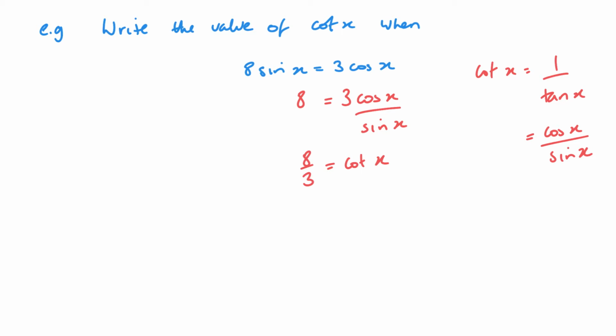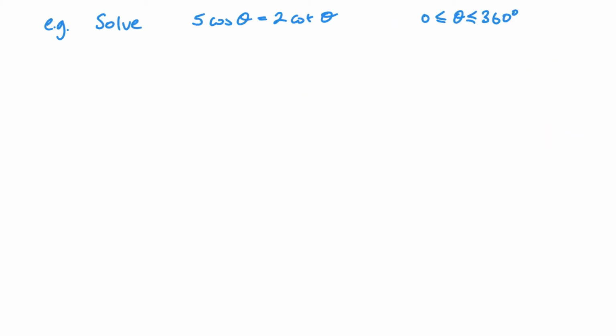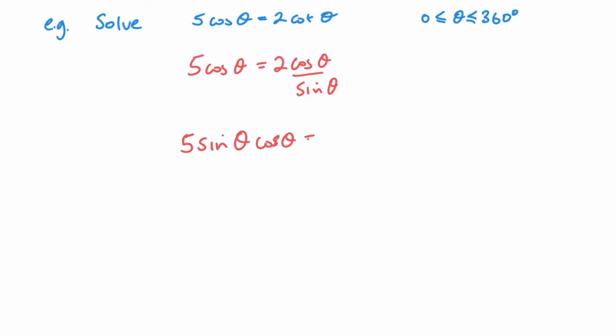Now, if obviously I needed to solve it, then I would have to change it into tan to be able to solve. But we'll look at those type in a moment. So here's one where I need to solve this equation. So my first step is to change my cot, and it makes sense not to turn it into tan, but to turn it into cos theta over sine theta. And that's because I've already got this in terms of cos. Now if I multiply through by sine theta, I get 5 sine theta cos theta equals 2 cos theta.